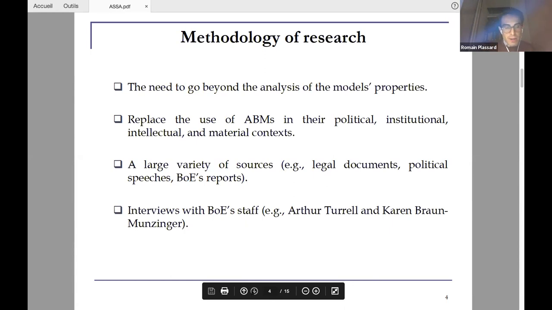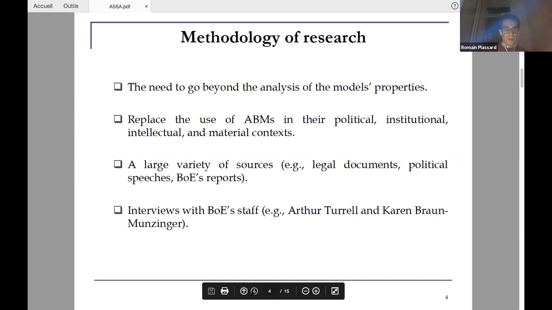Because of this method, I used a wide range of documents. I used legislative texts, political speeches, BOE reports, working papers, and blog posts. And I also interviewed several members of the bank. For instance, I interviewed Arthur Turrell and a former member of the bank, Karen Braun-Munzinger.